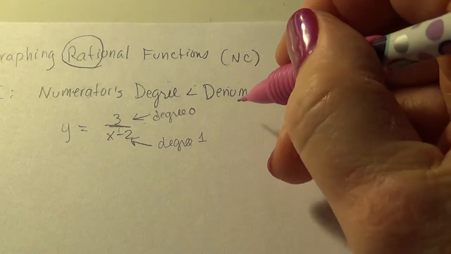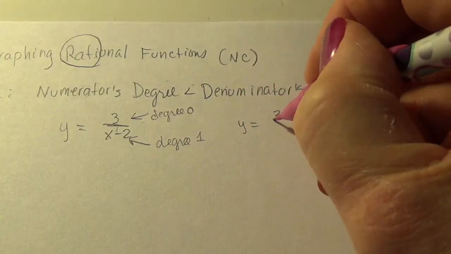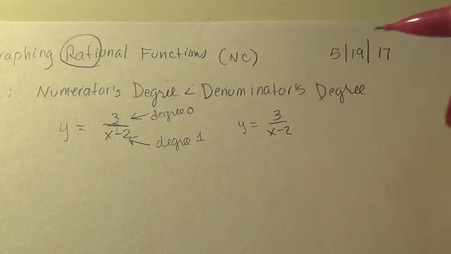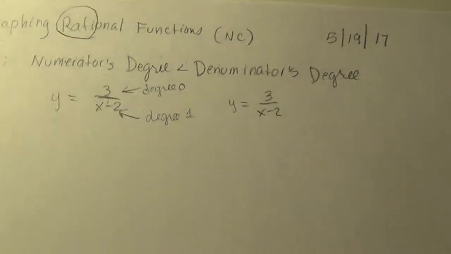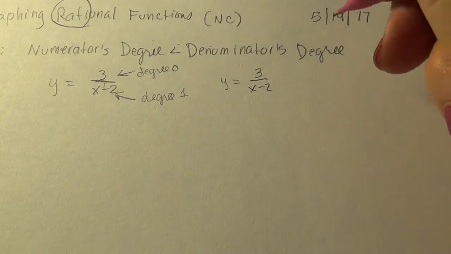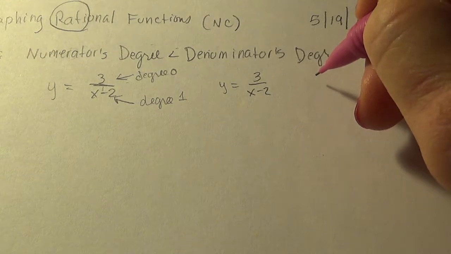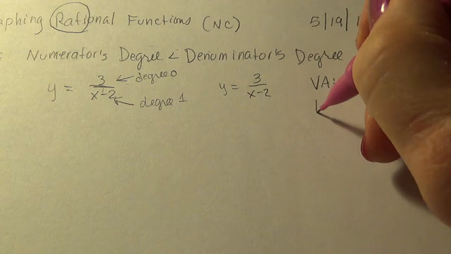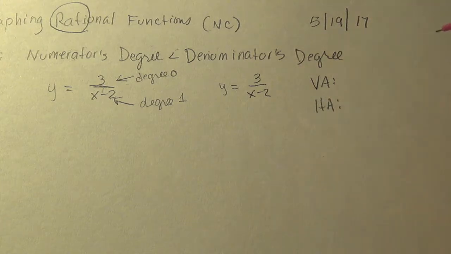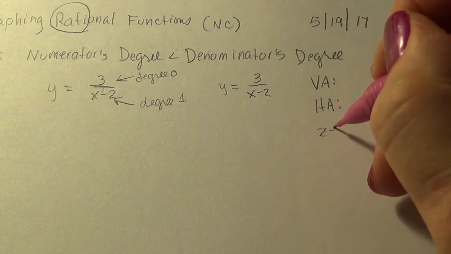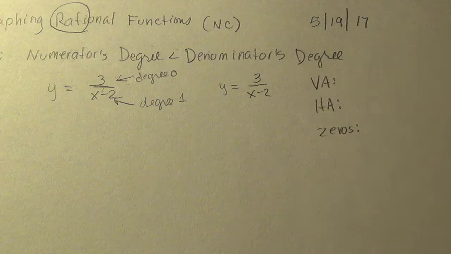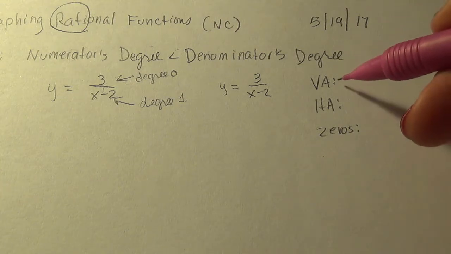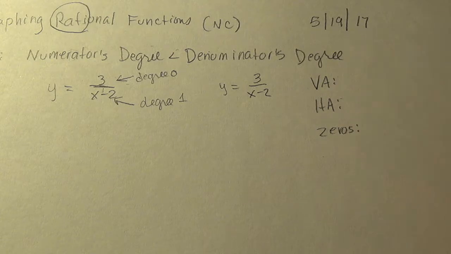So we are graphing again y equals 3 over x minus 2, and here's the procedure to use for all of them. We'll start with the vertical. We're going to find the vertical asymptote, the horizontal asymptote, and we're going to find the zeros. Then we should be able to graph it fairly straightforwardly. So I call them the VA, HA, and zeros.